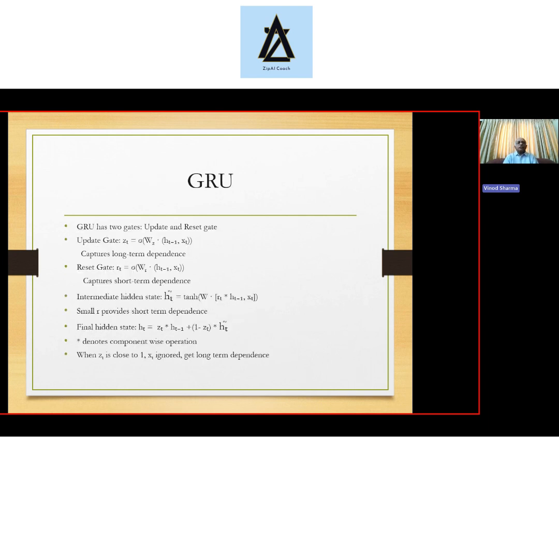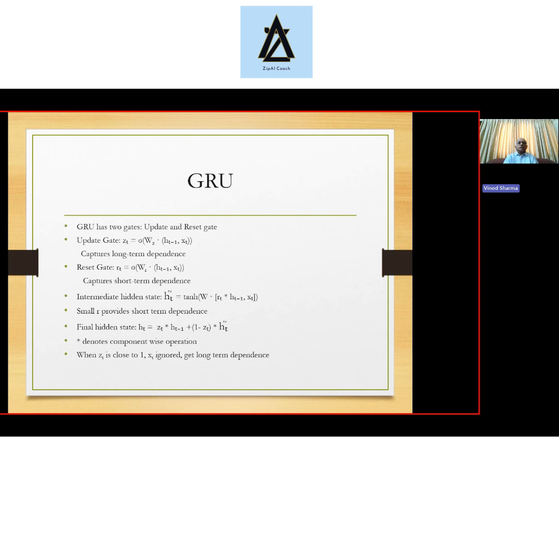In GRU, there are two gates: an update gate and a reset gate. In the update gate, the output is z_t, which is equal to sigma, the activation function, of W_z, a weight vector, taken in an inner product with h_{t-1}, which is the state of the node, and x_t, the current input. So z_t is an intermediate quantity which depends on h_{t-1} and x_t. It captures long-term dependence, as we will explain below.